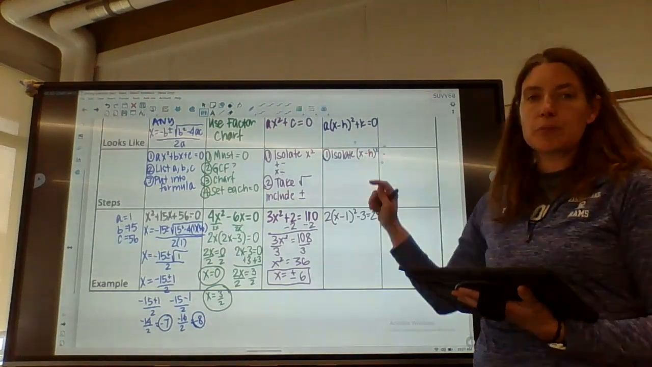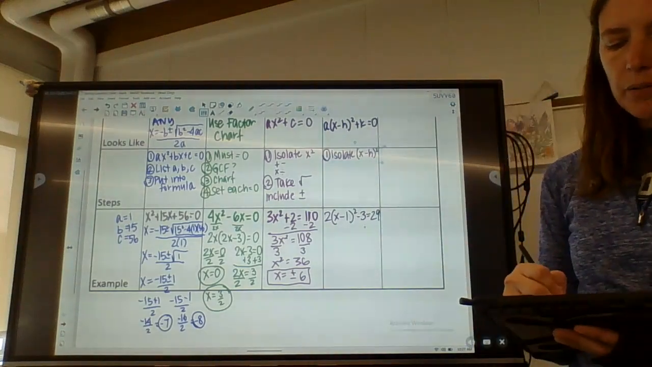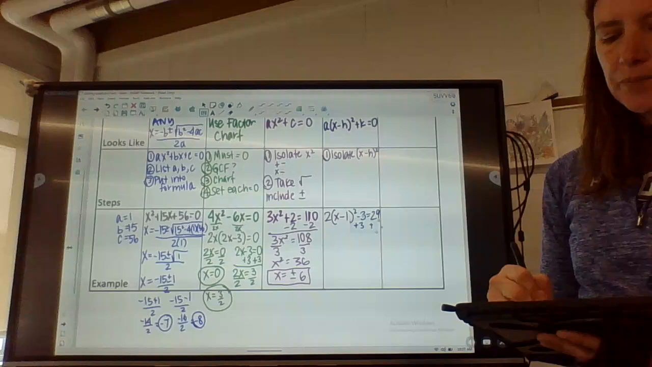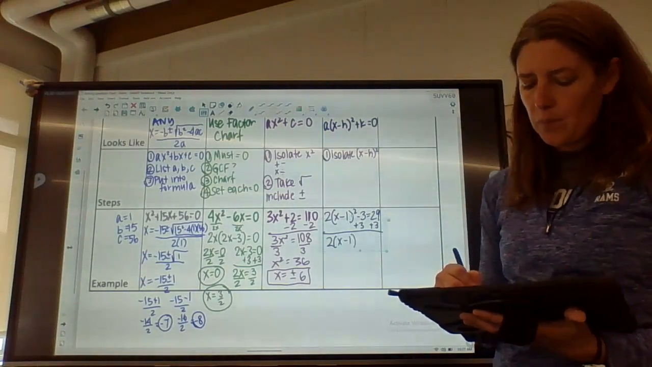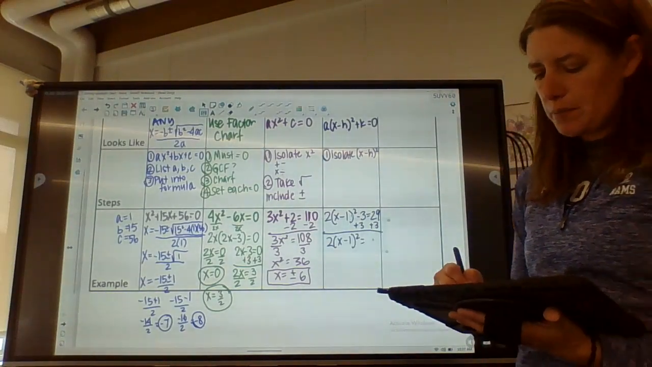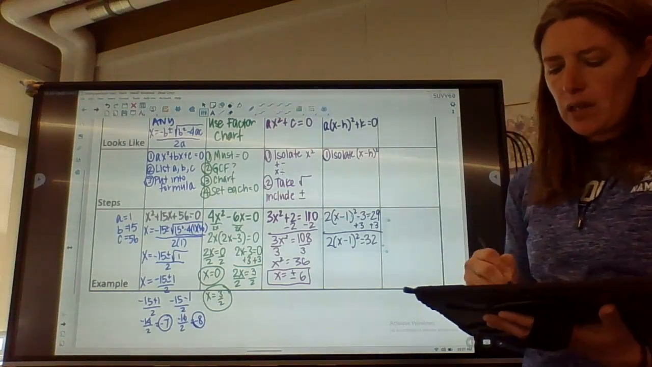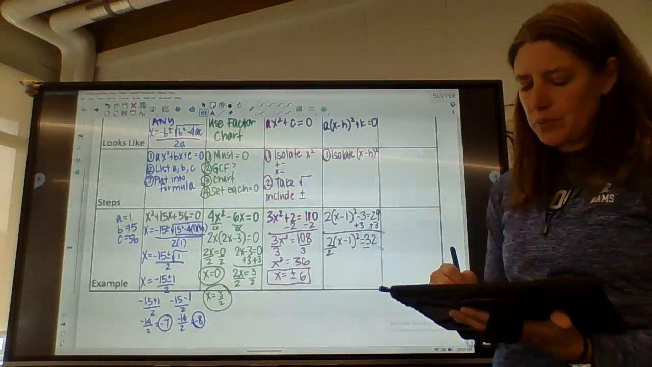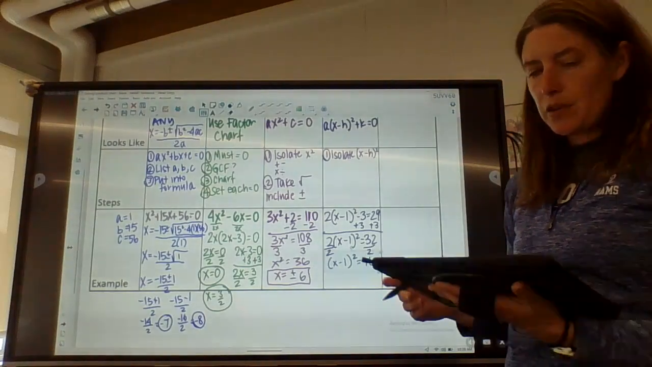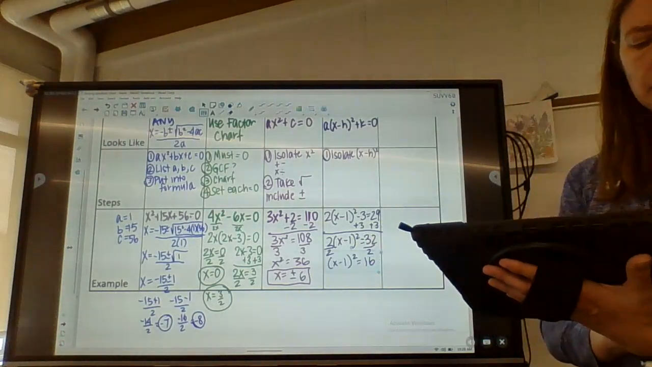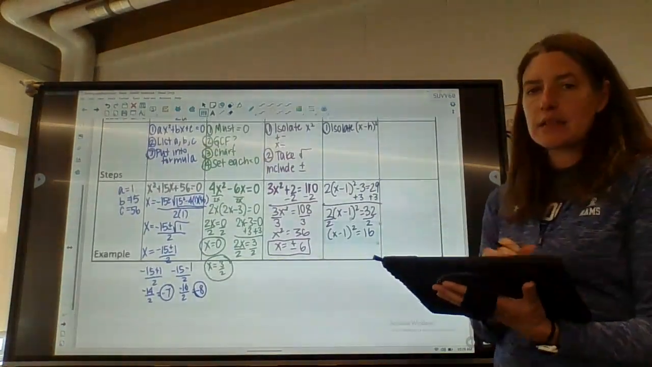So I'm going to try to get those parentheses alone. So I'm going to move over. So this will be 32 here. I'm going to divide by 2. 32 divided by 2 is 16. Now we're ready to take the square root.